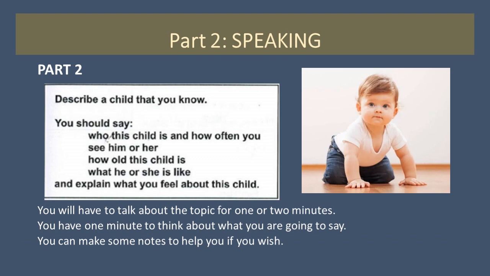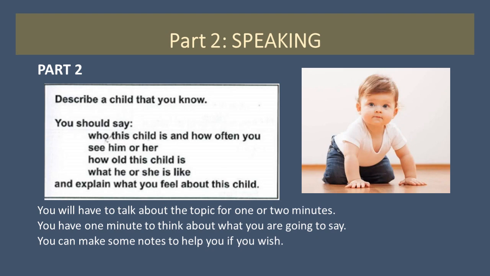Okay, so when you finished with part 1, we now move to part 2. All right, the examiner will give you this card. Okay, so in this card, you will see the topic, the requirements. All right, for example, here, in this card, you will have to describe a child that you know. You should say who this child is and how often you see him or her, right? How old this child is, what he or she is like, and explain what you feel about this child.